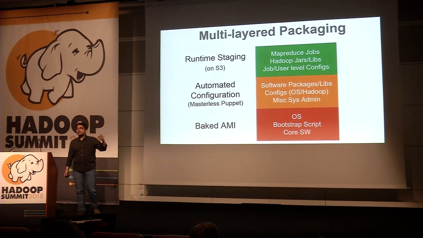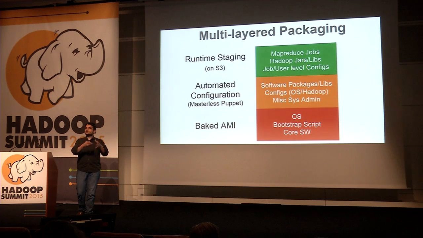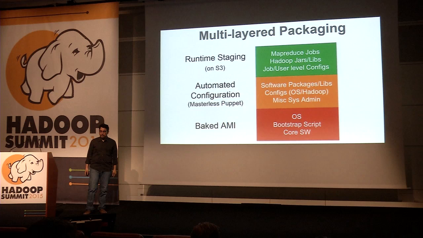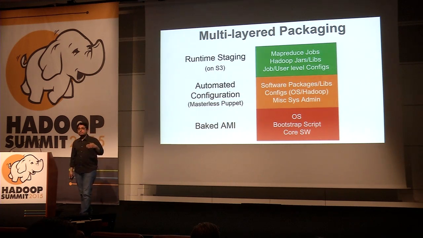And then the topmost layer is where the developers are dealing with most of the time. As a developer, we created a special directory on S3 where you can put your user code and user level configs, which then get replicated onto the similar directory on whatever Hadoop clusters you are deploying to. So this dropped our deployment time for a job from 45 minutes to about 5 minutes.